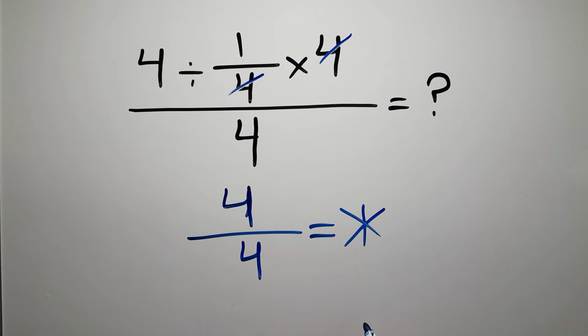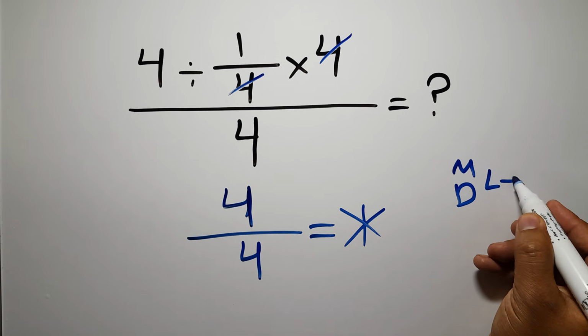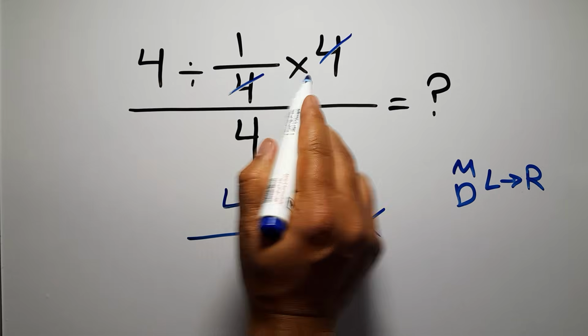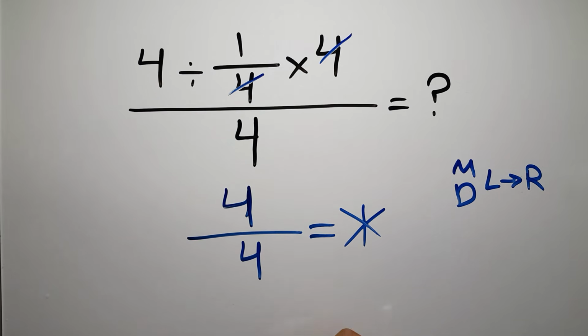But this answer is not correct, because according to the order of operations, multiplication and division have equal priority, and we have to work from left to right. So in the numerator, first we have to do this division, not this multiplication. Okay?